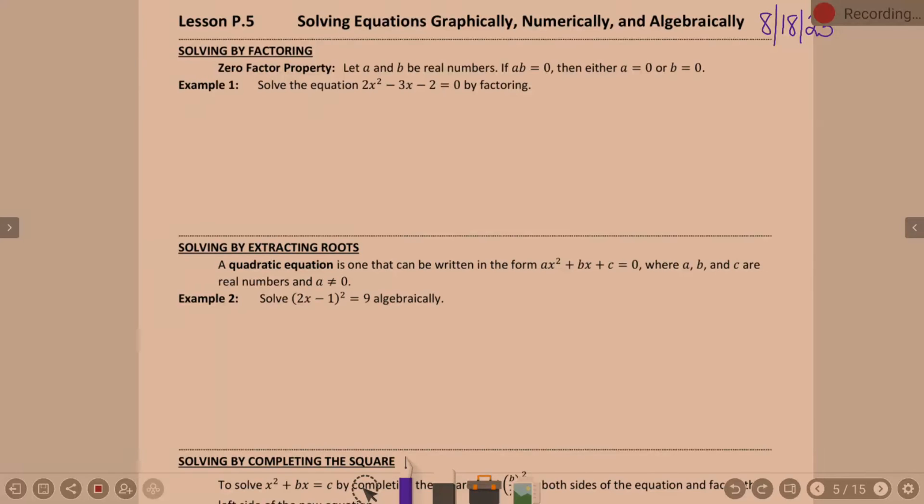Lesson P.5 is solving equations graphically, numerically, and algebraically. So this is using a whole bunch of different techniques to solve. Now, we're not just talking the basic linear equations where you're just moving x's to the left, numbers to the right. We did that back in, I think it was P.3 or P.4.